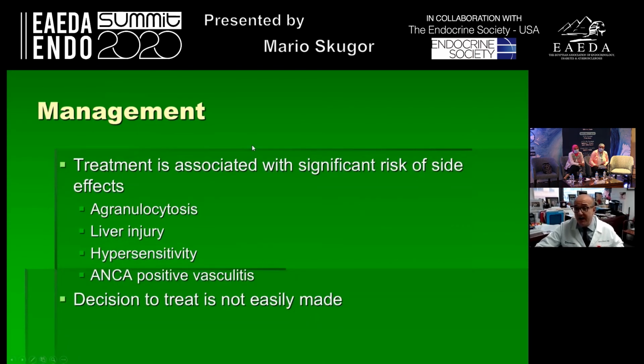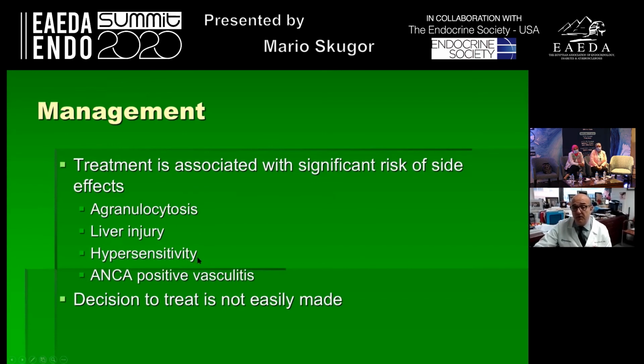Now, on the other hand, treatment is associated with significant risk of side effects. You have potential risk of agranulocytosis if you treat with PTU or methimazole. You have a danger of liver injury with methimazole and PTU. Now, there's a difference here. Methimazole is associated with cholestatic liver injury, so you're not going to have liver failure. And PTU is associated with serious liver failure, leading sometimes to death and liver transplantation.